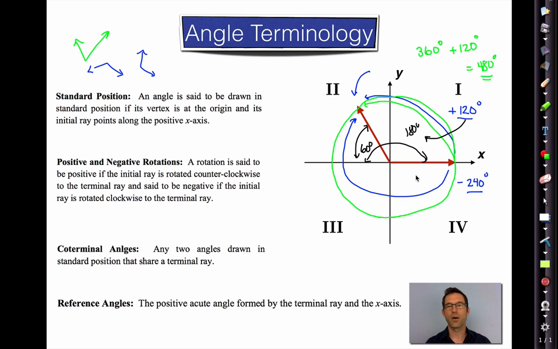So all of this terminology is important, but the good news is what we're going to be doing for the rest of this lesson is just getting some practice with it. So pause the video now, write down anything you need to, and then we'll start to get practice with the terminology.